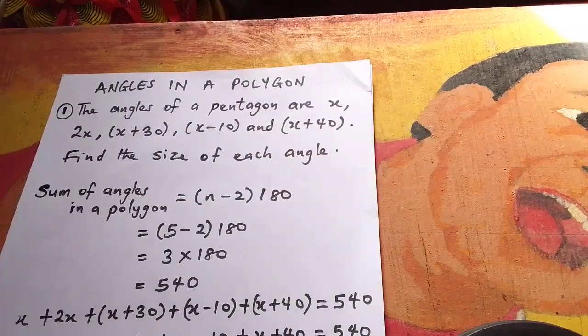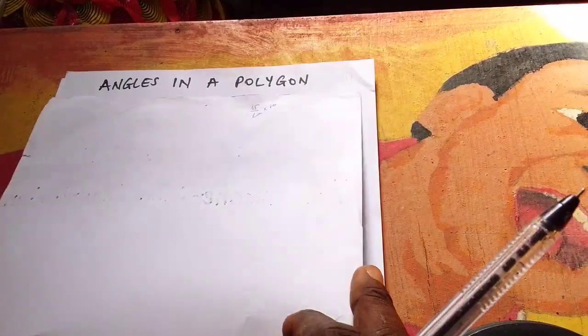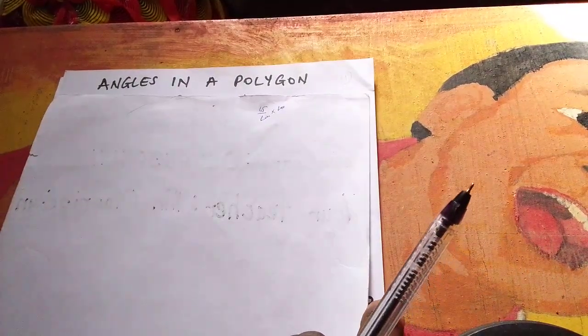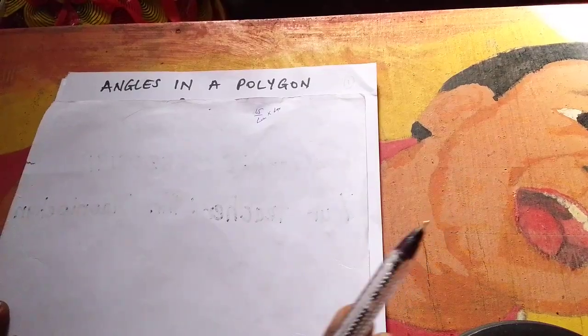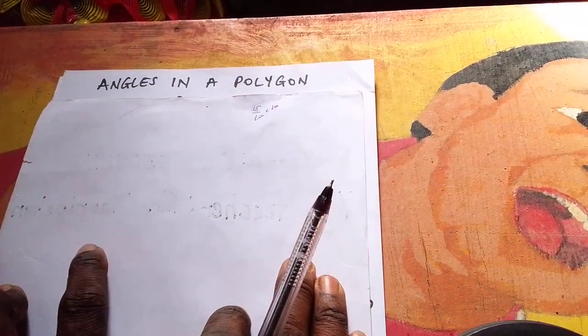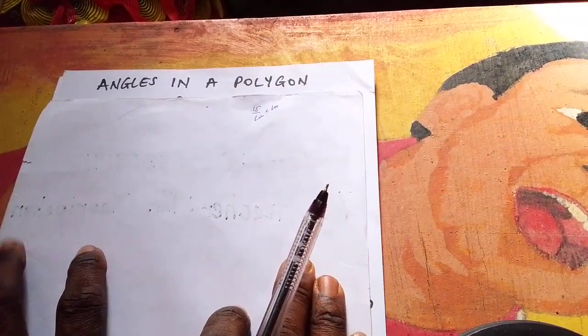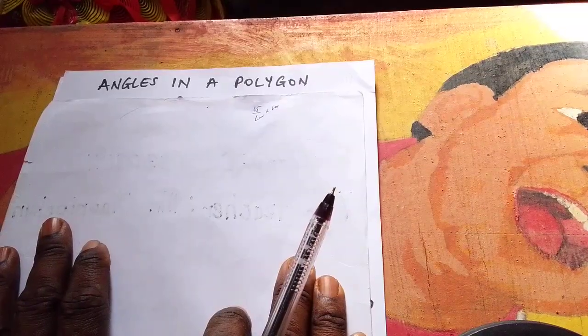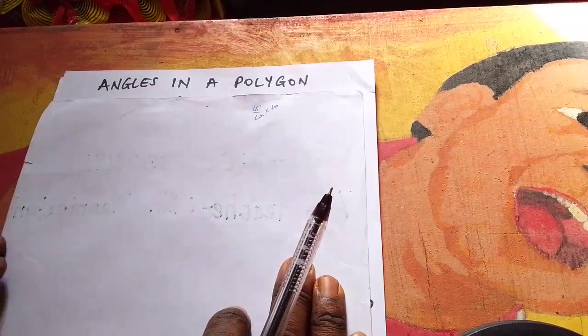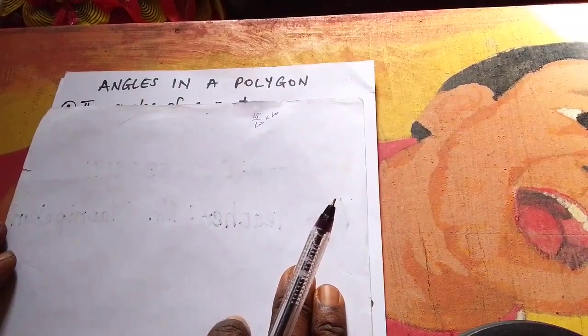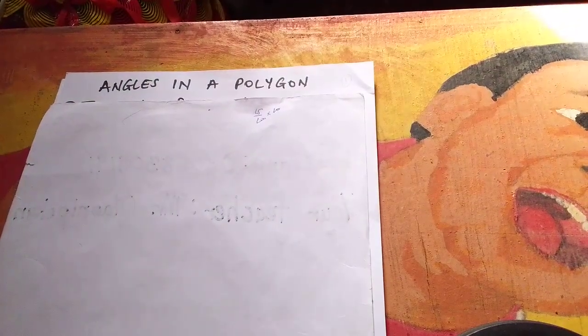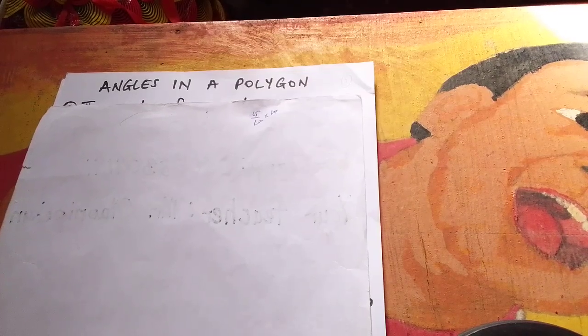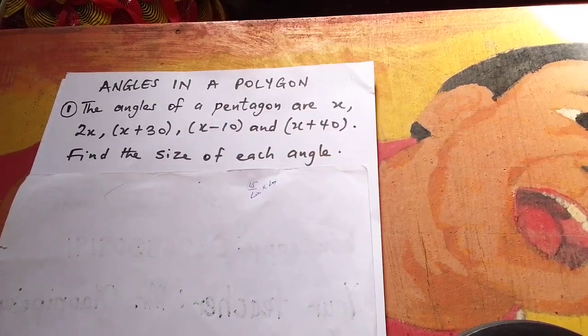Today we are moving on to angles in a polygon. In the last class we learned how to find the sum of angles in a polygon. Today we are going to look at how to find each of the angles in the polygon. Now let's look at this question.